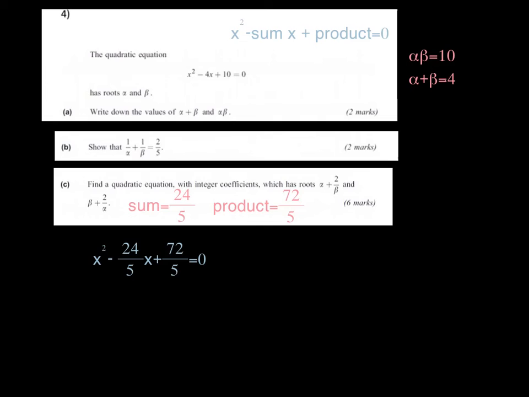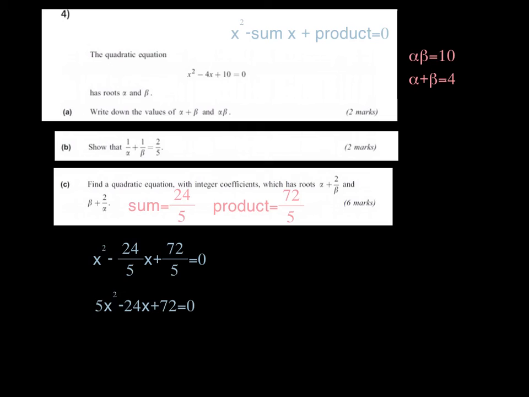Okay, so this looks right apart from one little thing. If you notice in the question it says with integer coefficients, so I need to get rid of these 5's on the bottom, so I'm simply going to times each term by 5, and I can do this because I've got this equal to 0. And that gives me my final answer, 5x squared minus 24x plus 72 equals 0.